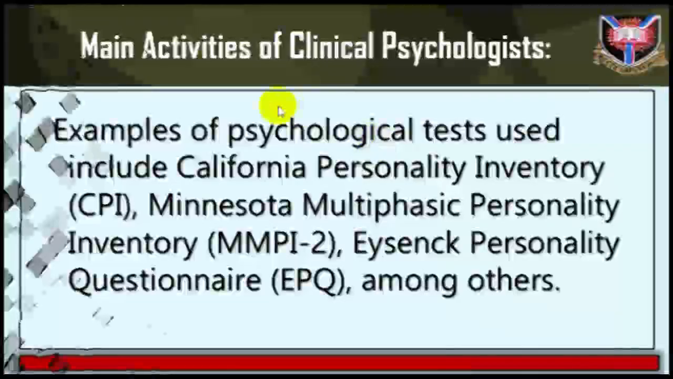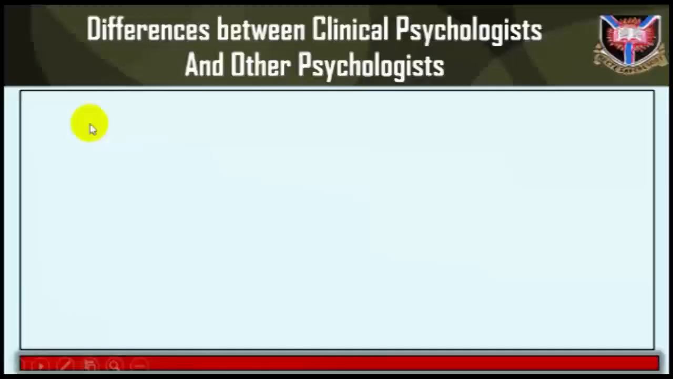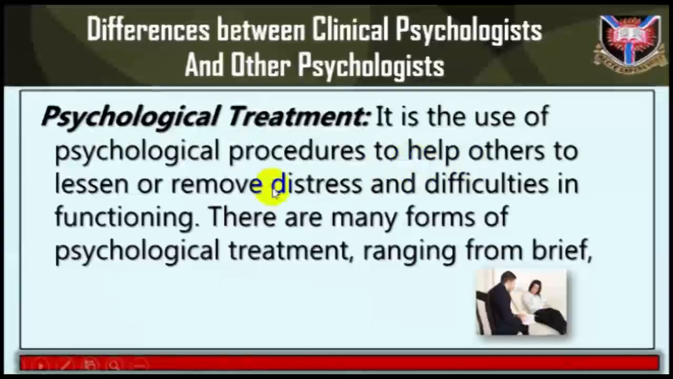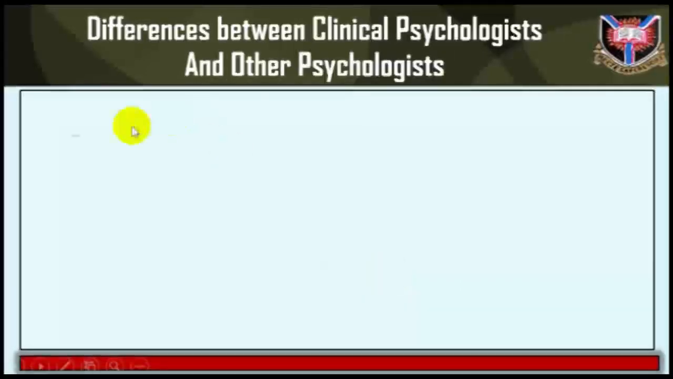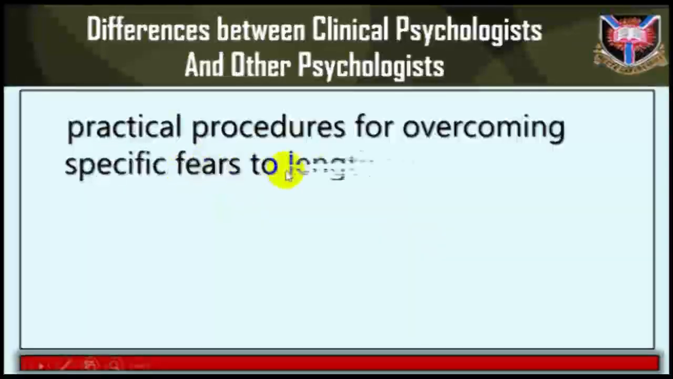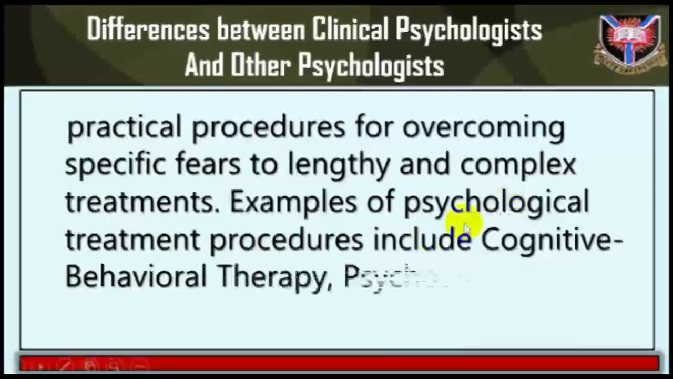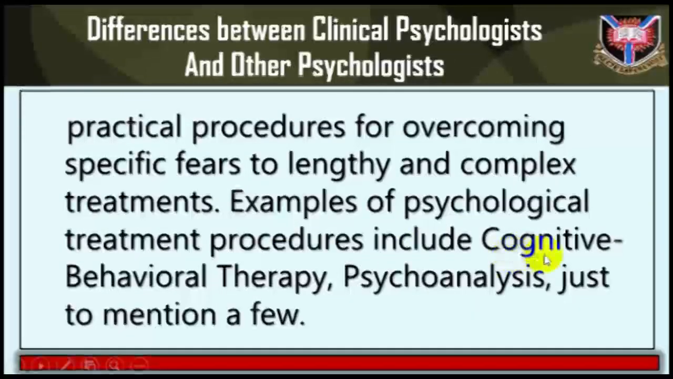2. Psychological treatment. It is the use of psychological procedures to help others to lessen or remove distress and difficulties in functioning. There are many forms of psychological treatment, ranging from brief, practical procedures for overcoming specific fears to lengthy and complex treatment. Examples include cognitive behavioral therapy, psychoanalysis, just to mention a few.